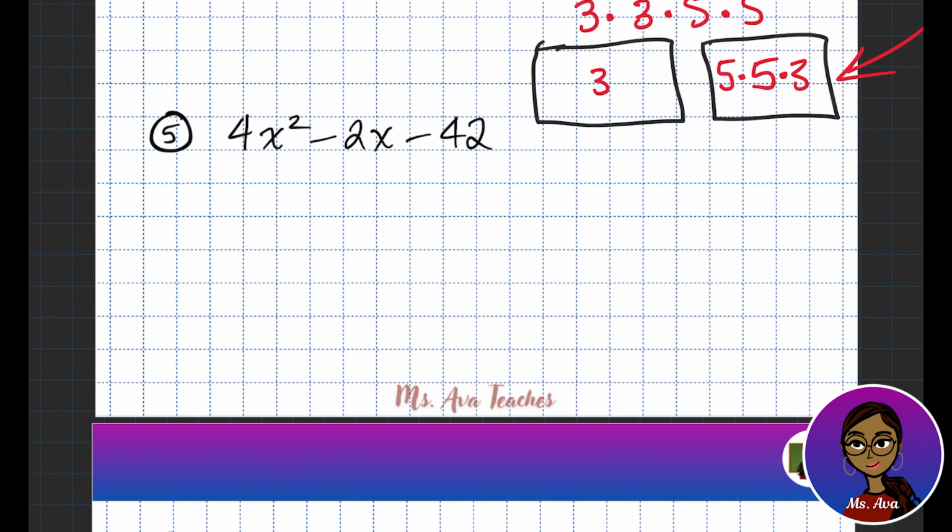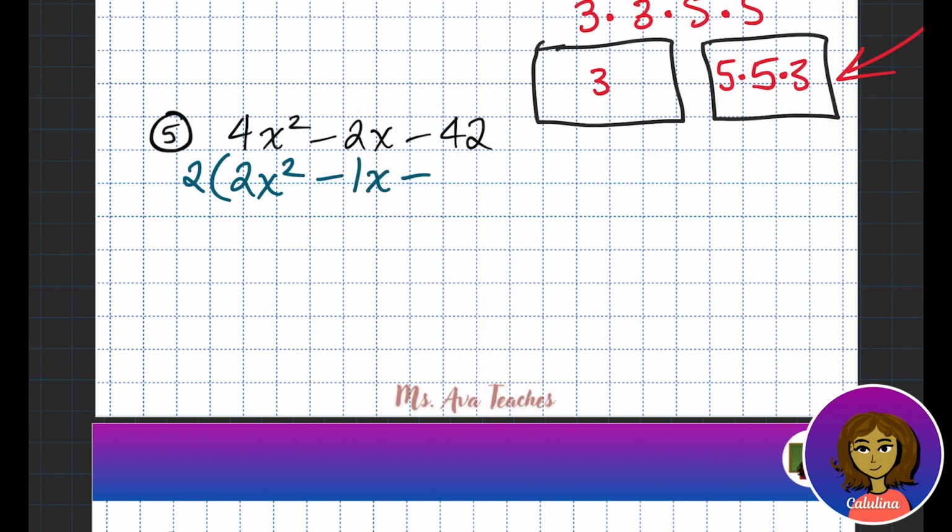So if we did factor out a GCF, then what would we have? That would just be like a 2, and then what will be the rest of it in the parentheses? Okay, then you would have like a 2x squared, and then a minus 1x, and then a minus 21. Perfect. Okay, so now that we have these, this is the thing that we want to use as our quadratic trinomial. So we're going to try that on the side.